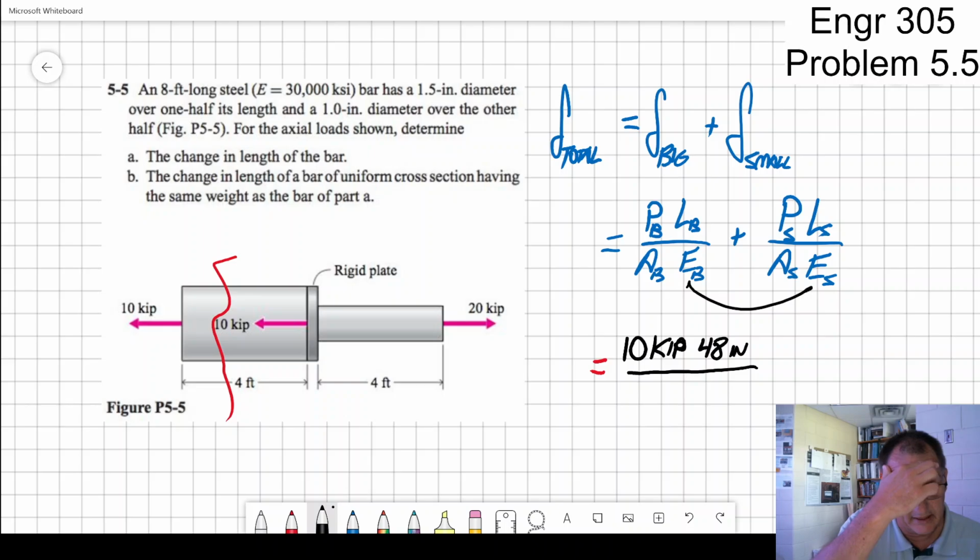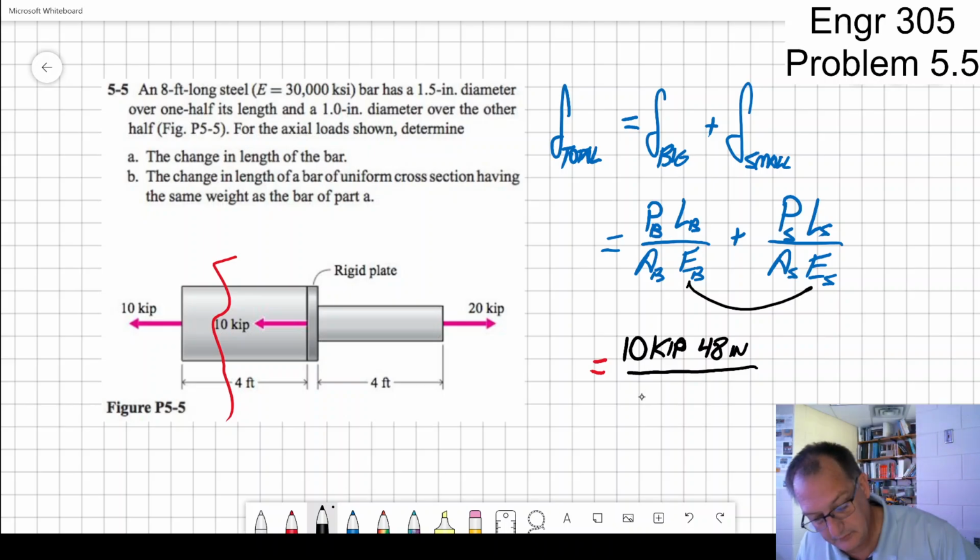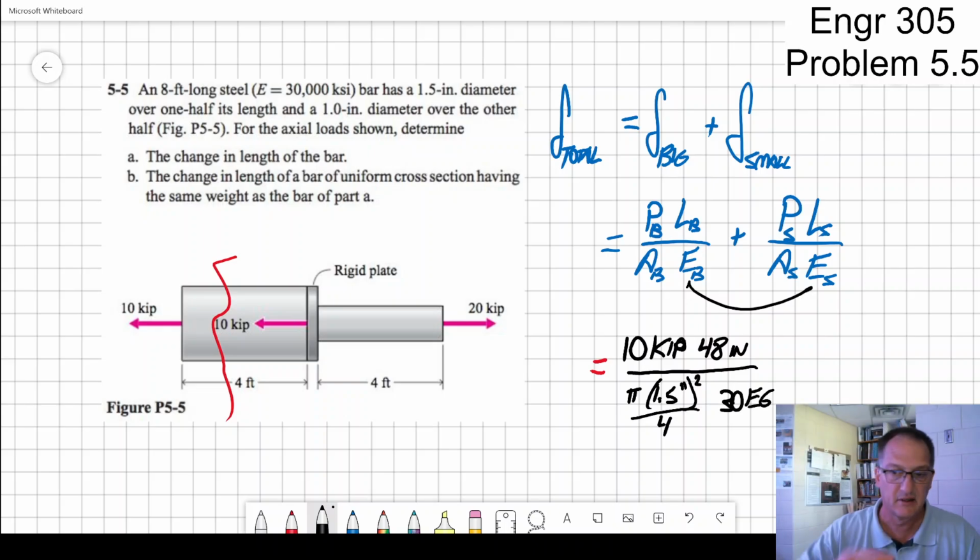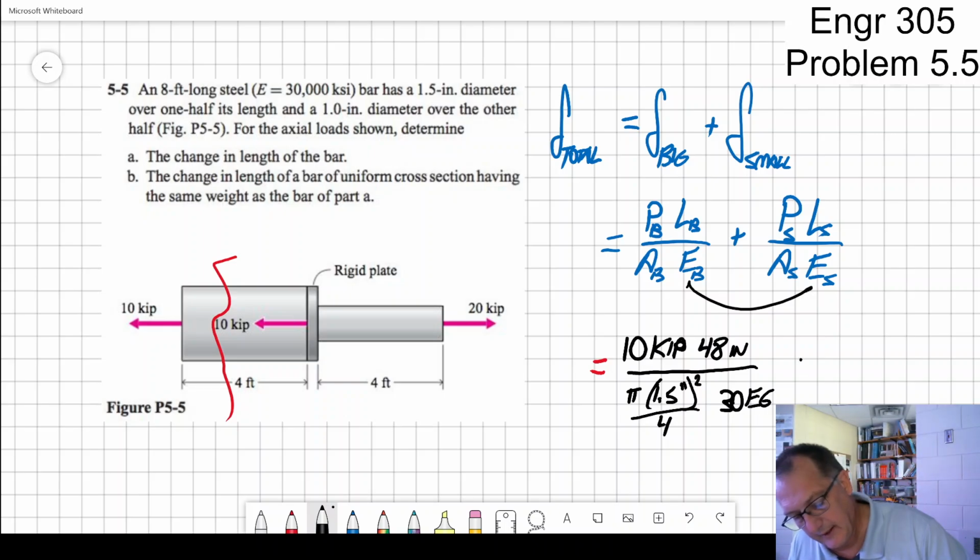The area, now that is a 1.5-inch diameter solid. Pi times 1.5 inches squared over 4. And Young's modulus, I'll put it in 30 E6. I was going to decide whether I wanted to consolidate terms, but we don't want to do that.